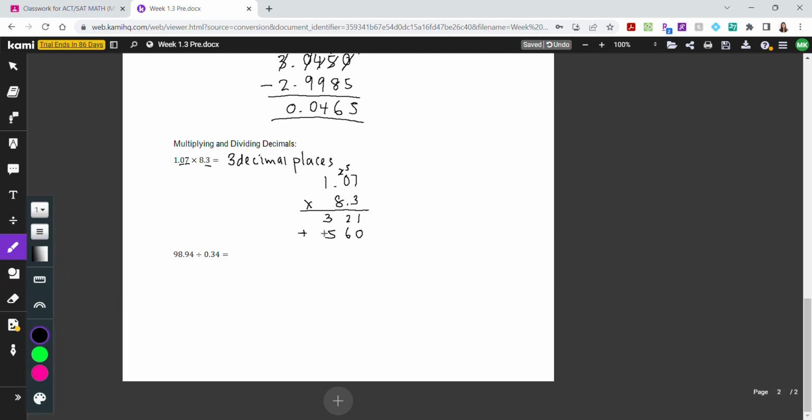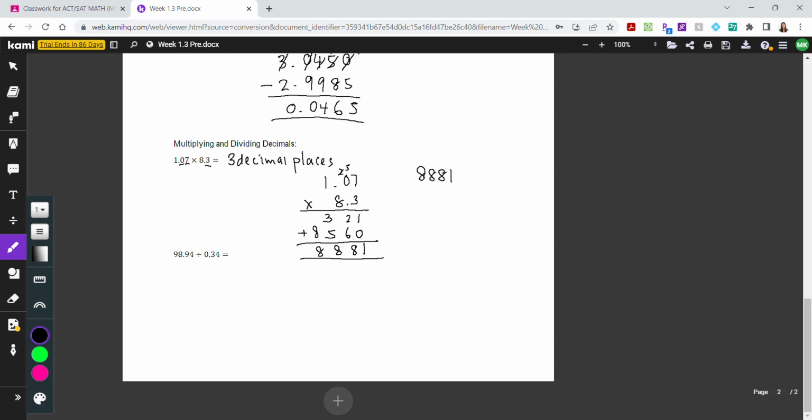Alright, now from here, I go 8 times 1 is 8. So see how there's no decimals there right now? So now we're going to add them all together. So we get 1, 8, 8, 8. Right? And then from here, let's bring it to the side. So we have 8, 8, 8, 1.